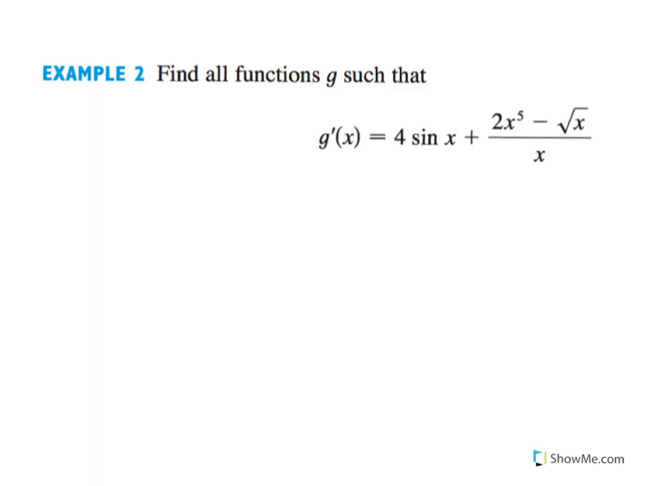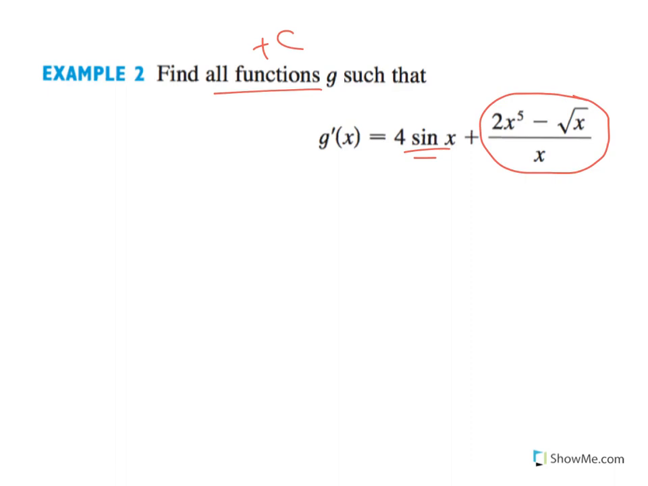It says find all functions g such that the derivative is this. So we're trying to work backwards in this case, and it says all functions. The reason why it says all functions is just that plus c accounts for all variations of that up or down. So the first term wouldn't be too bad, but when we get to this term, we don't know a reverse quotient rule yet. And so the expectation is to try to manipulate that term somehow.